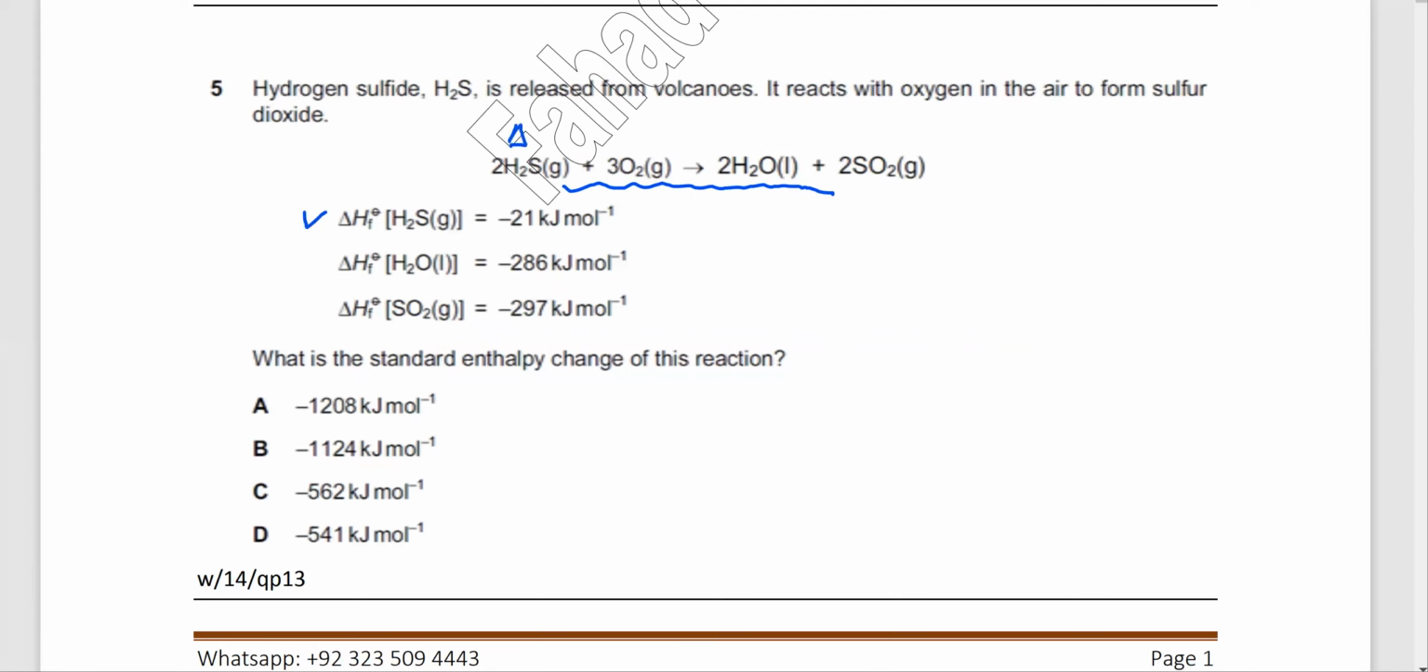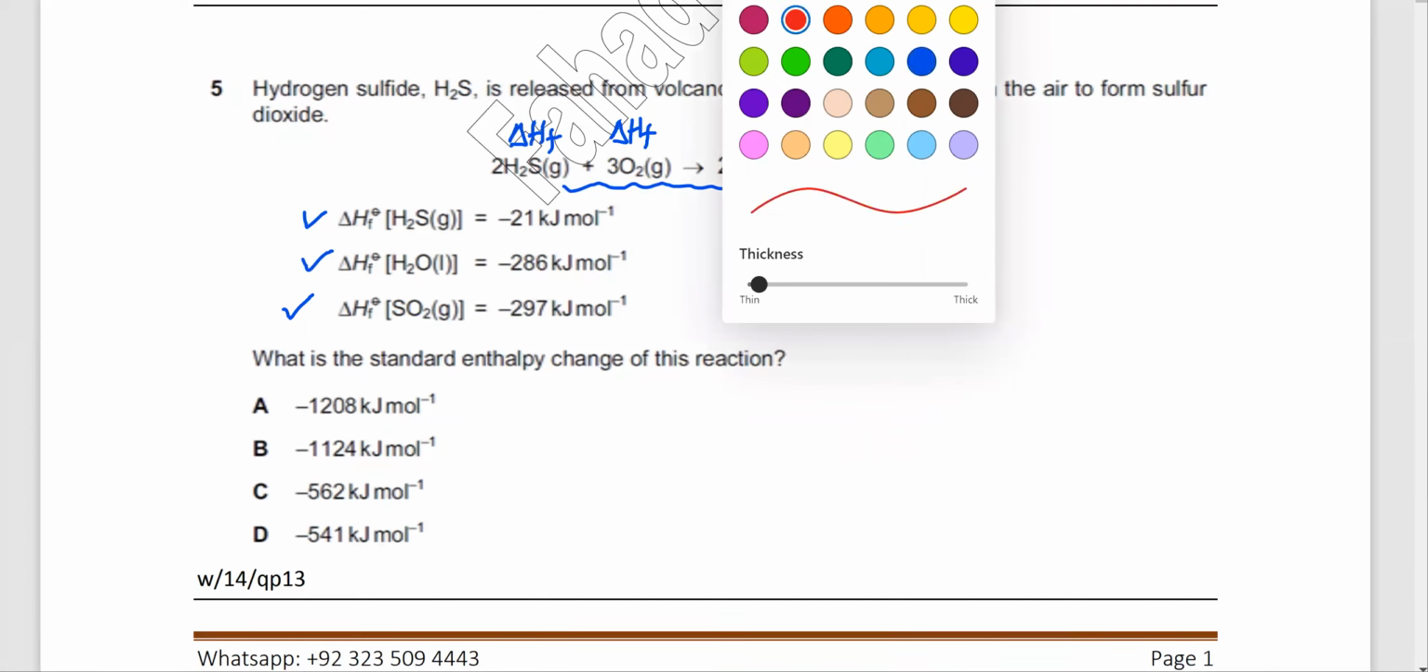So enthalpy of formation of H2S is given. You're given the enthalpy of formation of H2O liquid. So enthalpy of formation of H2O liquid is also provided. You're given the enthalpy of formation of SO2, so that's also given. And the enthalpy of formation of oxygen is already known at zero, right? So try and find the enthalpy change of this reaction.